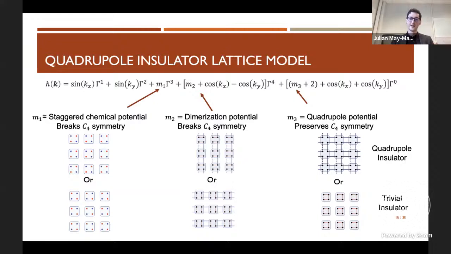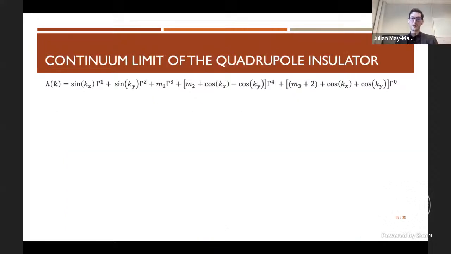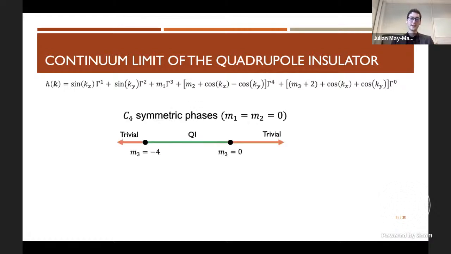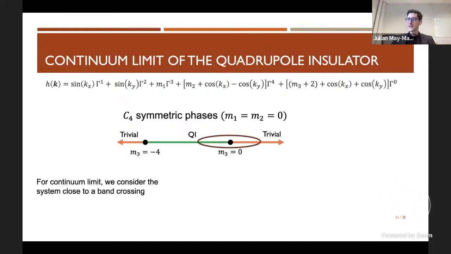All right, so with this in mind, let's now consider the continuum limit of the quadrupole insulator. The first thing to know is that the phase diagram, as shown here, as we noted earlier, has 2 band crossings between trivial and topological regimes at M3 equals 0 and M3 equals -4. Now, these continuum effective field theories are really based around long distance, low energy physics. And so we want to find a place in our phase diagram where this long distance, low energy physics is really at play. That's going to be the physics when we're closest to the band crossing.